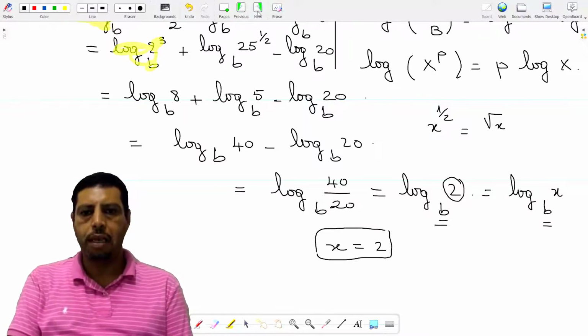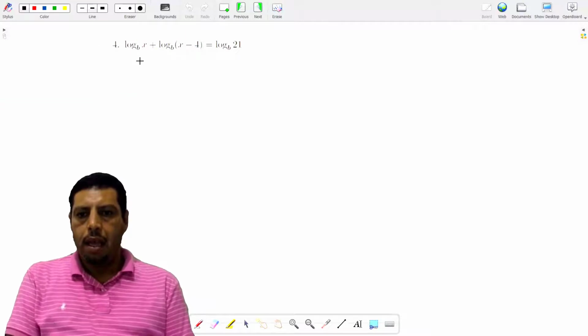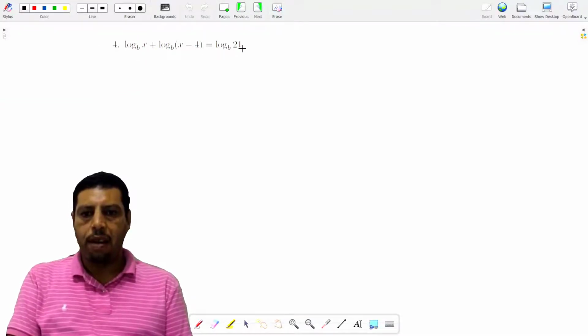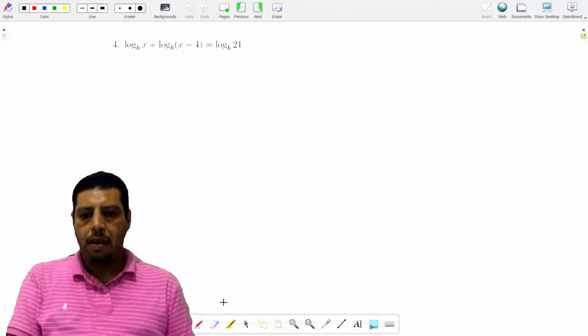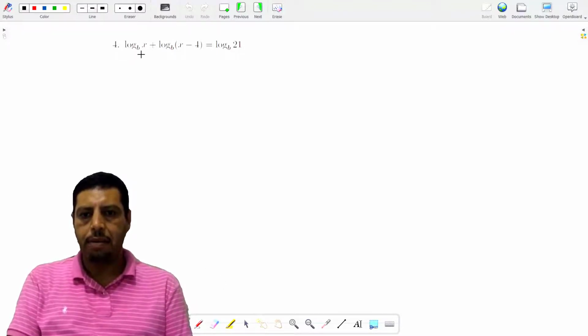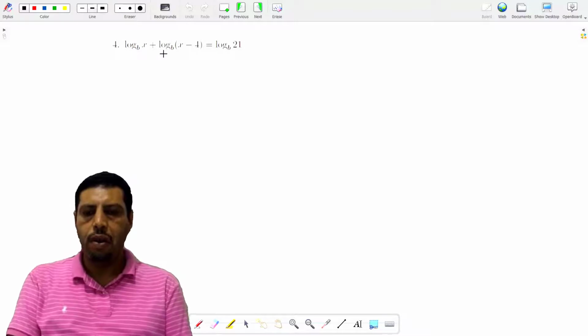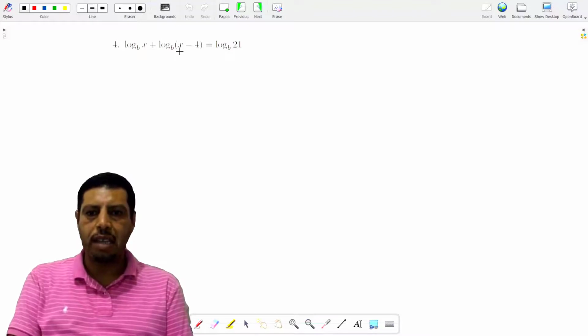Now we're going to move to the next one. Log b of x plus log b of (x minus 4) equals log b of 21. Here, before starting our solution, we're going to determine the domain of this equation. Since we have an argument which is not x but x minus 4 here, we have to pay attention to these details.